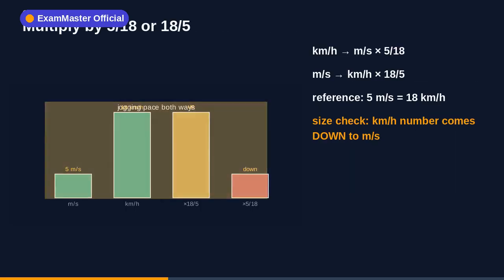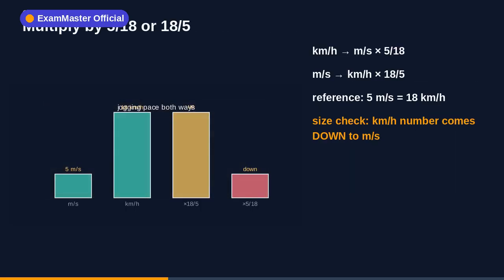Carry that idea forward. Kilometers per hour to meters per second is times 5/18. The other way is times 18/5. Sanity check by size, 5 meters per second equals 18 kilometers per hour, the jogging pace both ways. The kilometers per hour number comes down to meters per second.